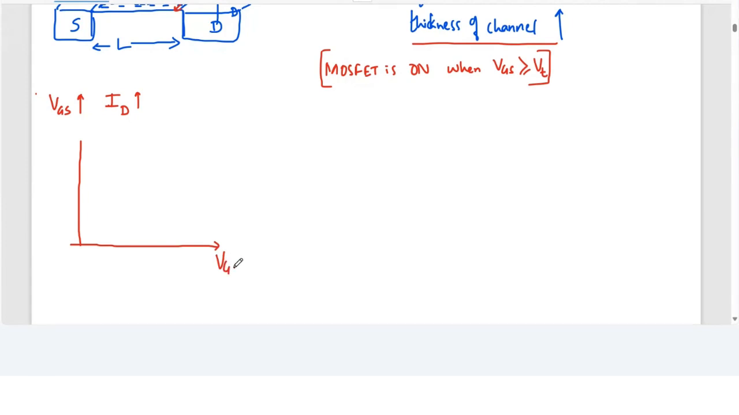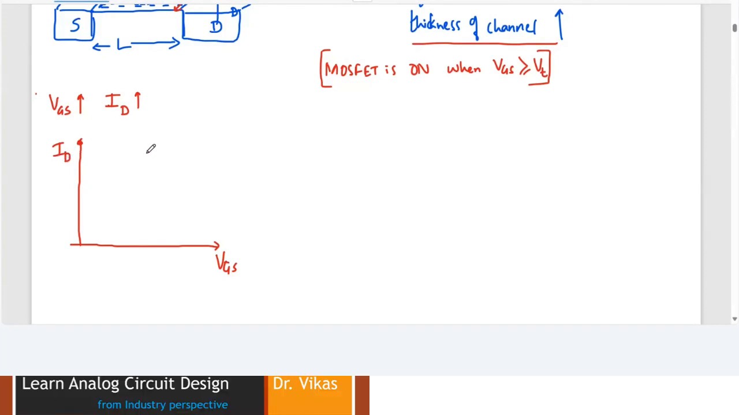I'm going to increase VGS. I'm going to see what is going to happen to ID. First of all, I don't know whether there will be ID or not if I just merely increase VGS. Secondly, if at all there is a current, how is it going to behave if I keep on increasing VGS? Two things I'm going to understand here.